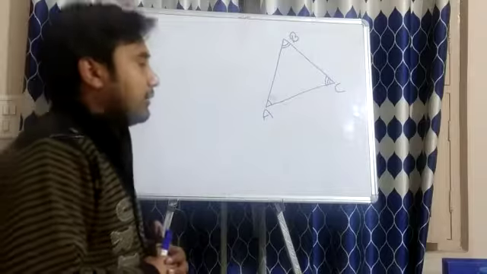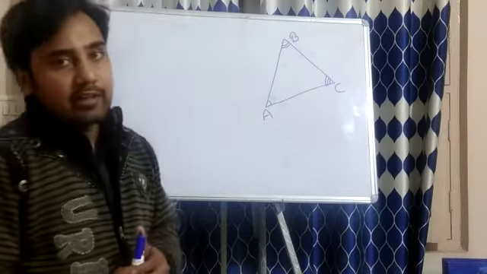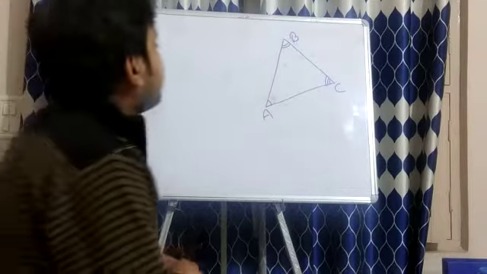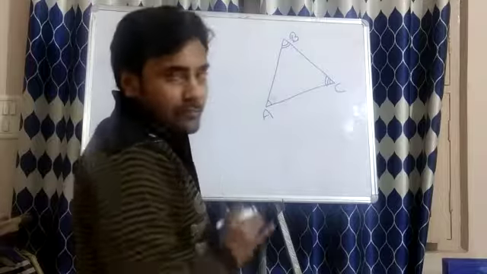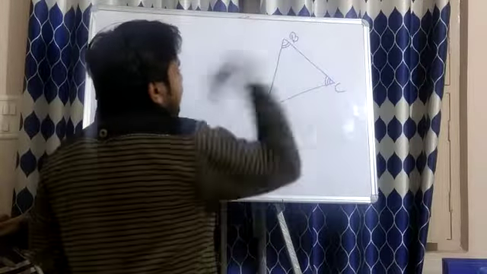Now continuing from our last video, we will see some of the properties related with centroid and median. Okay, now let's have an arbitrary triangle ABC. And let's have the midpoints of the three sides of this triangle ABC.